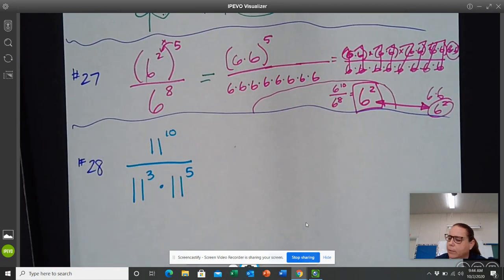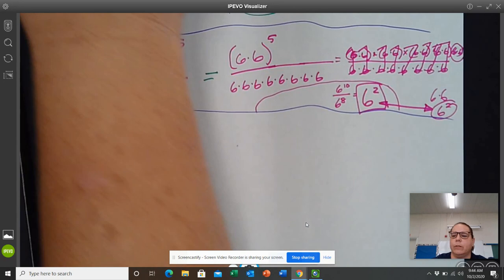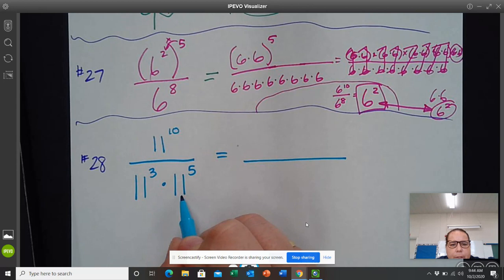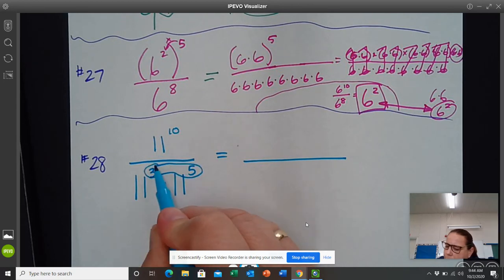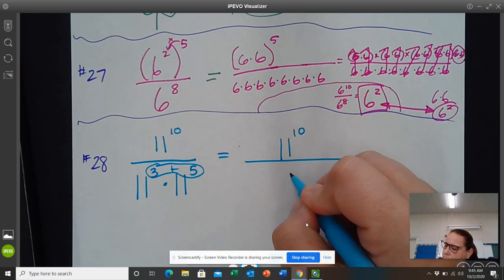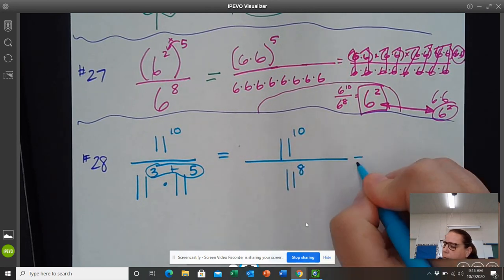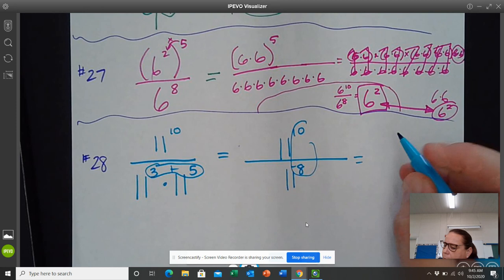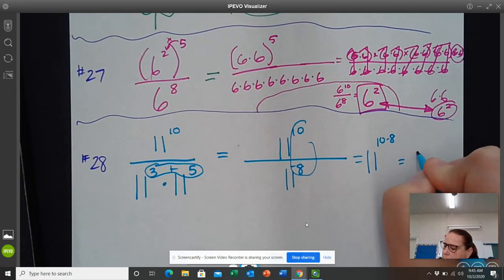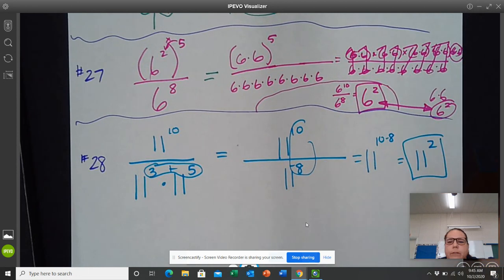All right, and then last but not least, I won't expand this one out. Multiplying with the same base, so our first step is to combine those. And so you have 11 to the 10th over 11 to the 8th. And our rule here is to subtract. So it's 10 minus 8 for the exponents, which is 2, so 11 to the 2nd power.